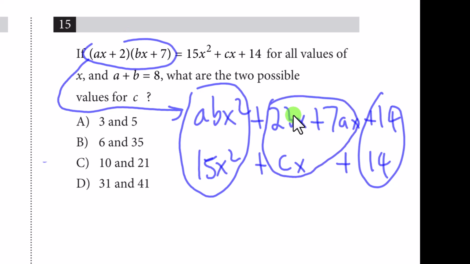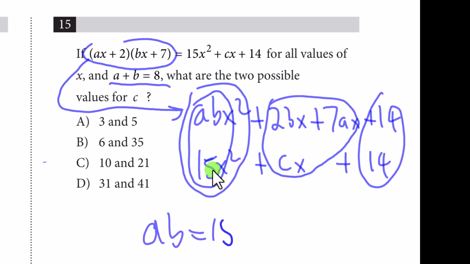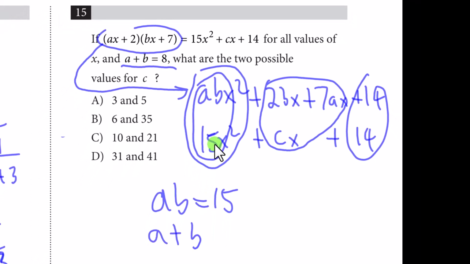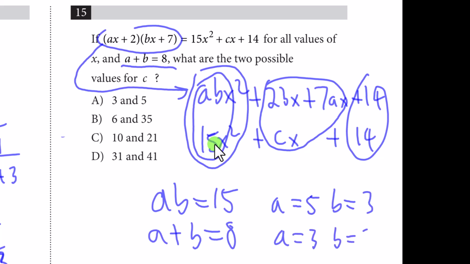Now, the next piece of the puzzle is that a plus b is equal to 8. Here this tells us that ab is equal to 15. And we got a plus b is equal to 8. So what are the possible values? Well, we know that a can equal 5 and b can equal 3, or a can equal 3 and b can equal 5. Okay, so we're not absolutely sure, and that's why there are two possible values for c.